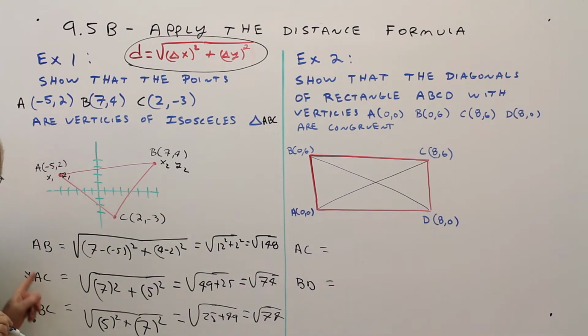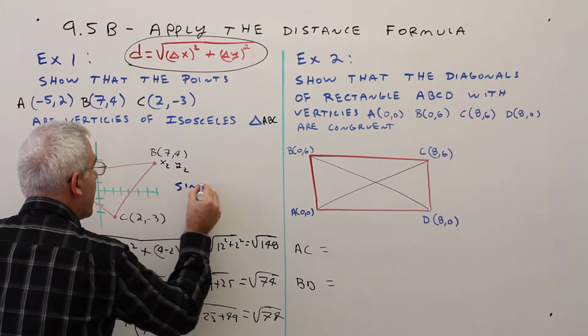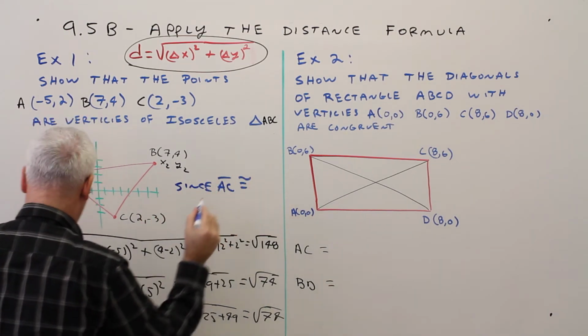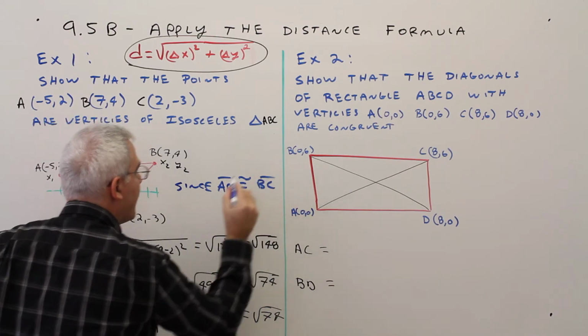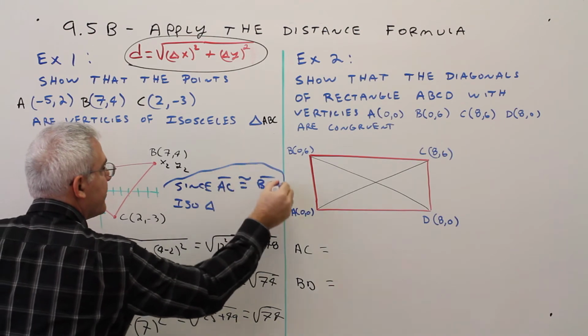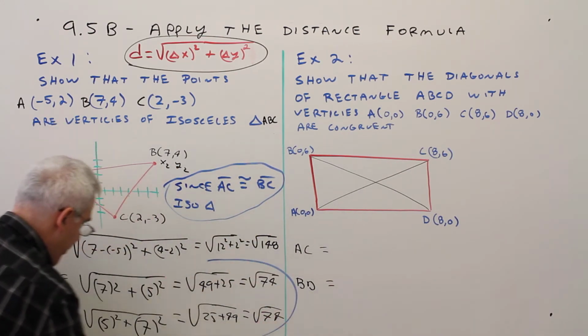So now, since these two have the same distance, I know I'm isosceles. So I'll say, since AC is congruent to BC, it's an isosceles triangle. And again, you can't just write that. You've got to show your supporting work.